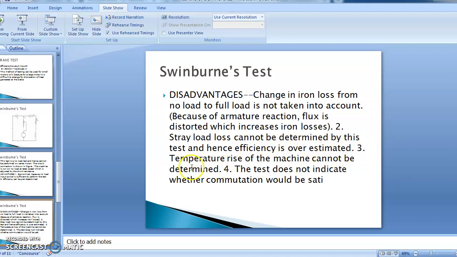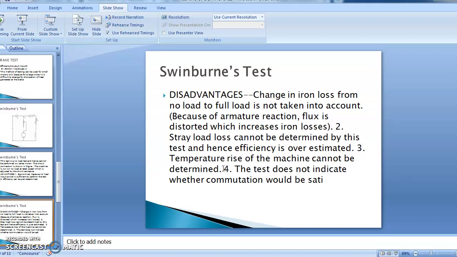Thirdly, it's a very important factor that the temperature rise of the machine cannot be determined. So it may arise in your mind how the temperature rise is related to the efficiency of the machine. If you run the motor for a long time, I think all of you have seen in the laboratory the machine is heated up. The temperature rises, even you cannot touch the upper surface of the machine.